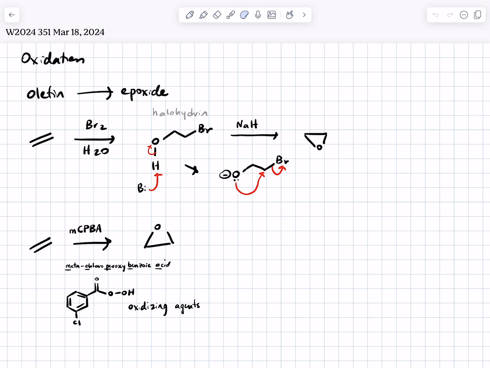All right, we've been talking about oxidation and reduction. I just introduced a new reagent that will make an epoxide in a single step. Our previous method for making an epoxide, one that's not that old, was to do halohydrin formation that puts an OH and a Br on adjacent carbons.